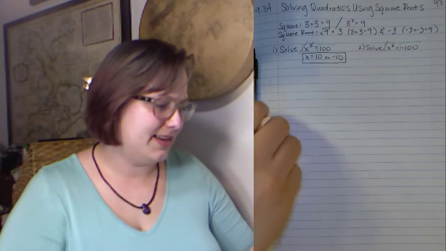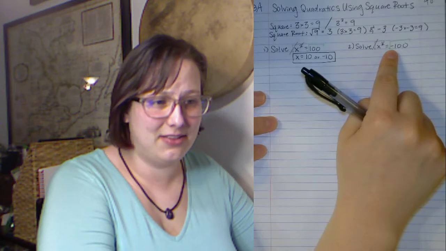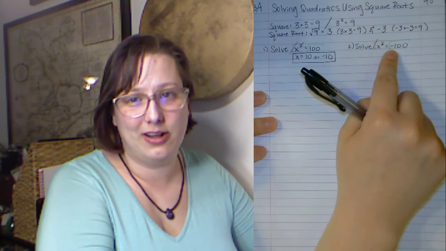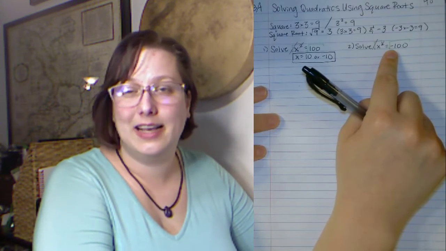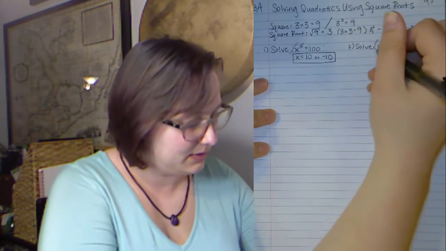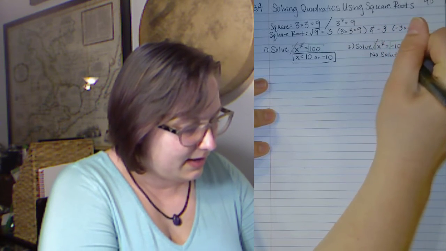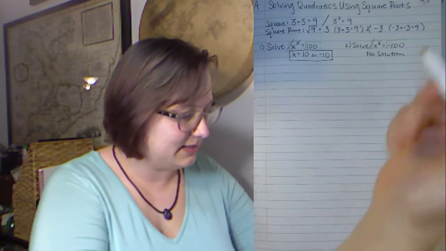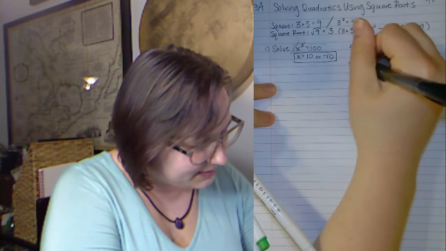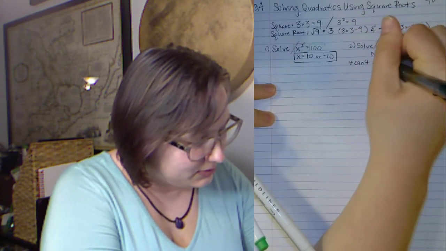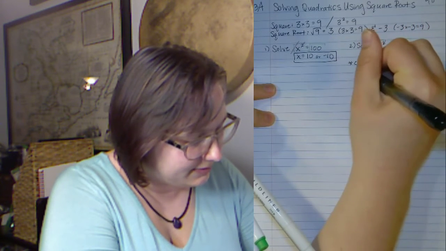Nothing. Because whenever I do what times what, two things multiplied together that are the same are always going to be positive, whether they're both positive or they're both negative. A positive times a positive is a positive, and a negative times a negative is a positive. So this has actually no solution. And it specifically has no solution because I can't take the square root of a negative. Let's write that down. Can't do square root of a negative.